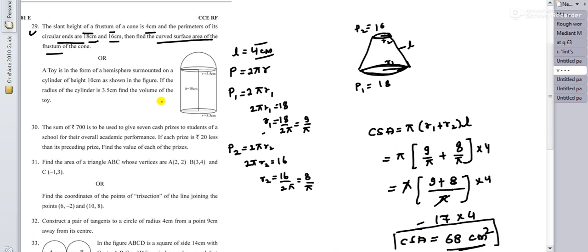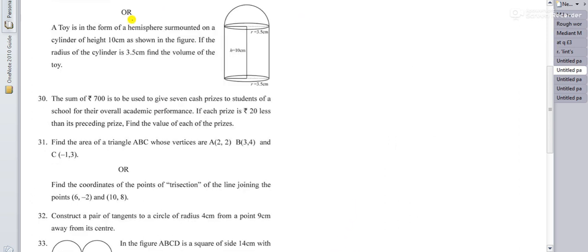Moving to the OR question. What have they given? A toy is in the form of a hemisphere mounted on a cylinder of height 10 centimeter as shown in the figure.